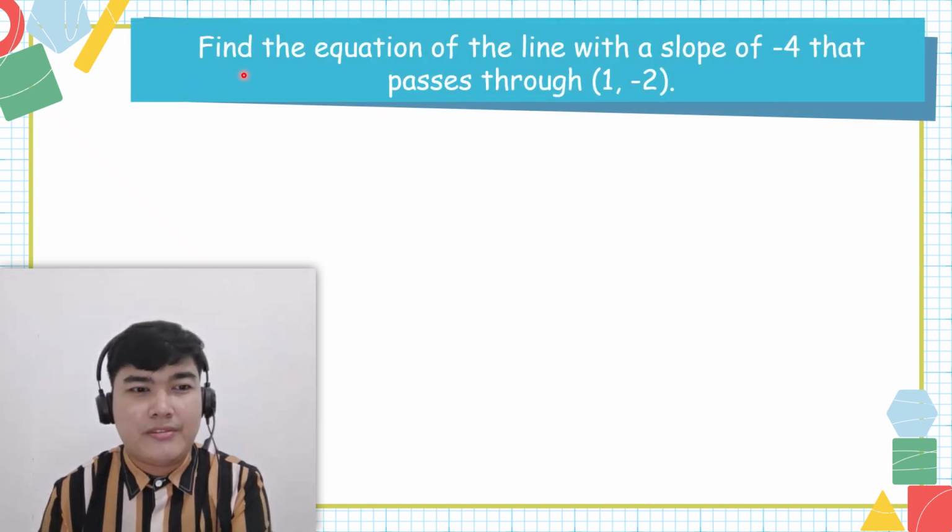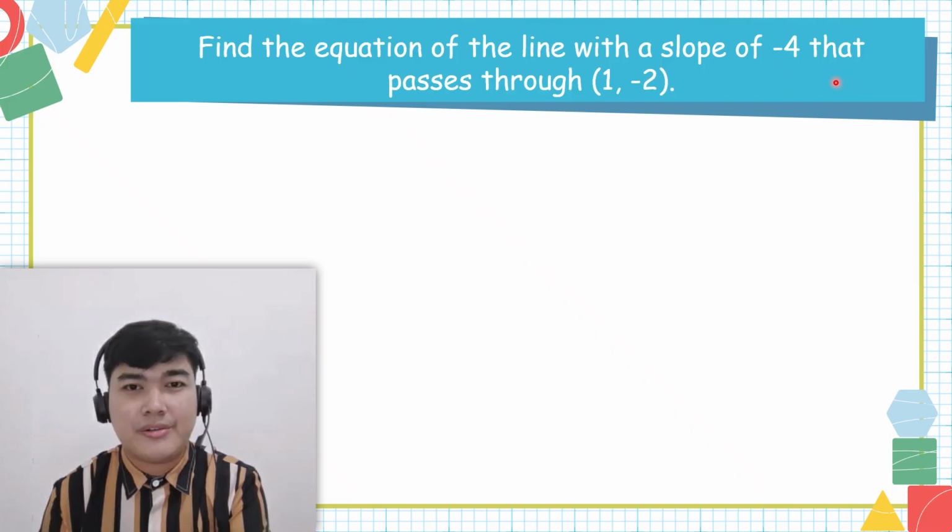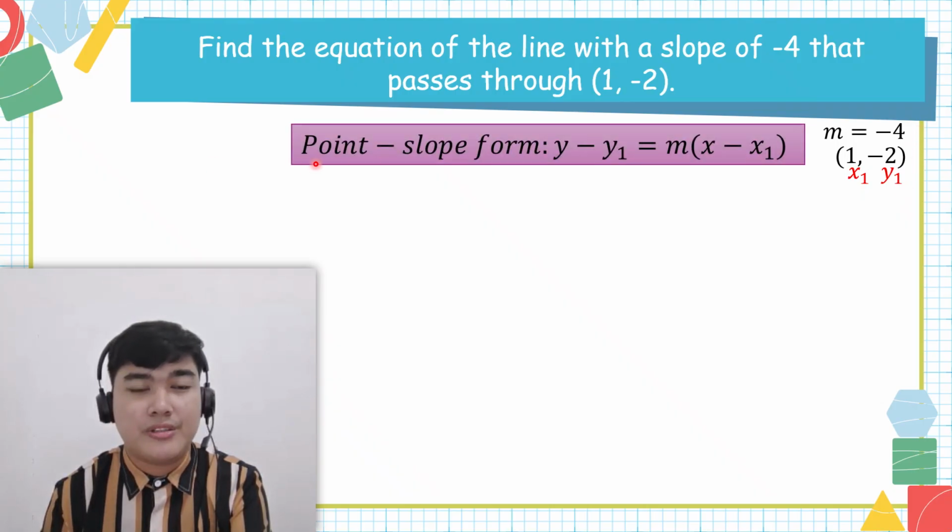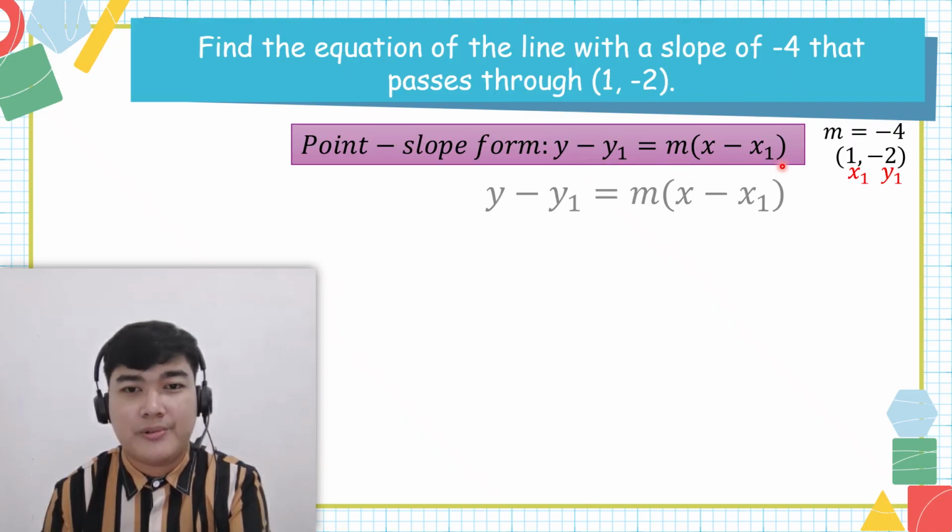Next example, we have: find the equation of the line with a slope of negative 4 that passes through 1, negative 2. In our problem, the given are m is equal to negative 4 and a point 1, negative 2, that can be represented by x sub 1, y sub 1. If the given is a slope and a point, we can use the point-slope form: y minus y sub 1 equals m times the quantity x minus x sub 1.